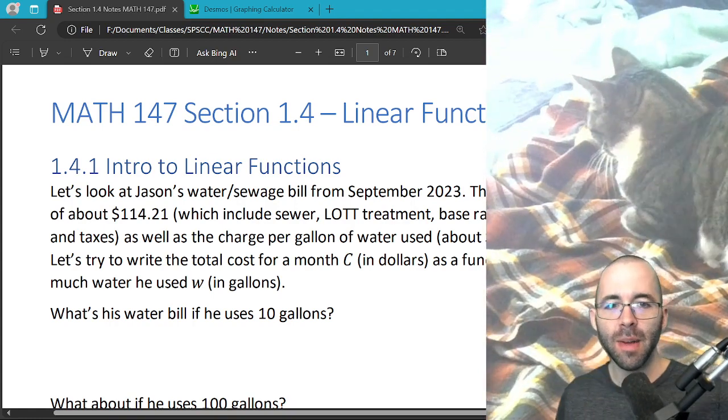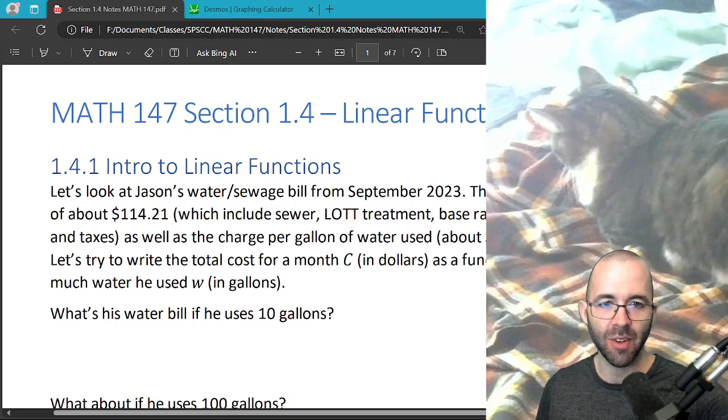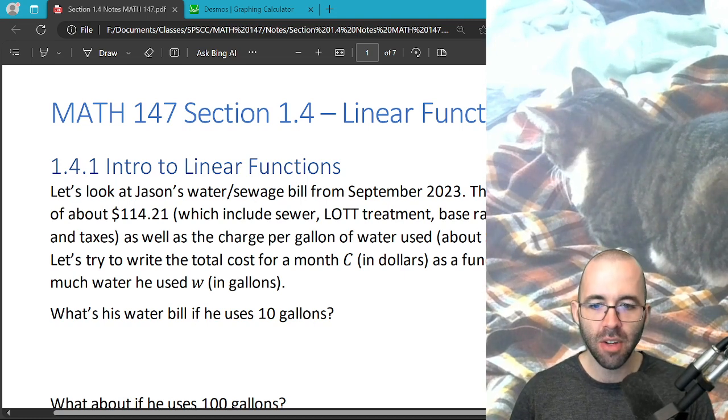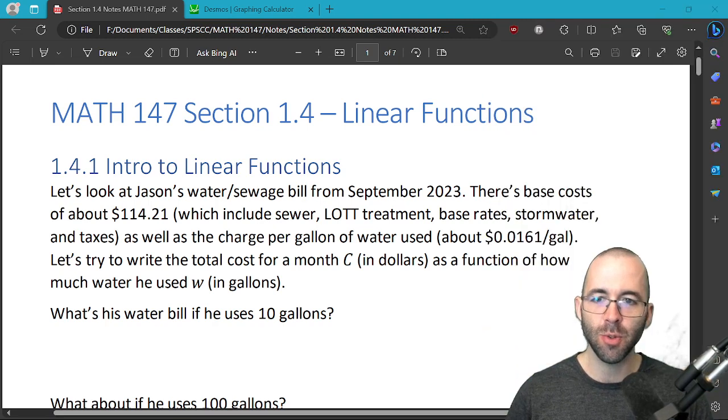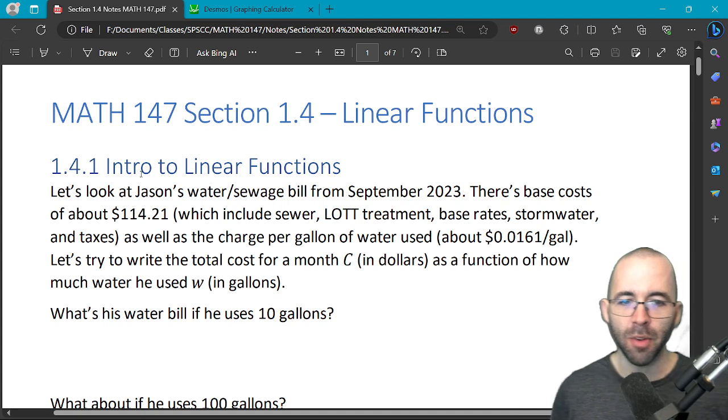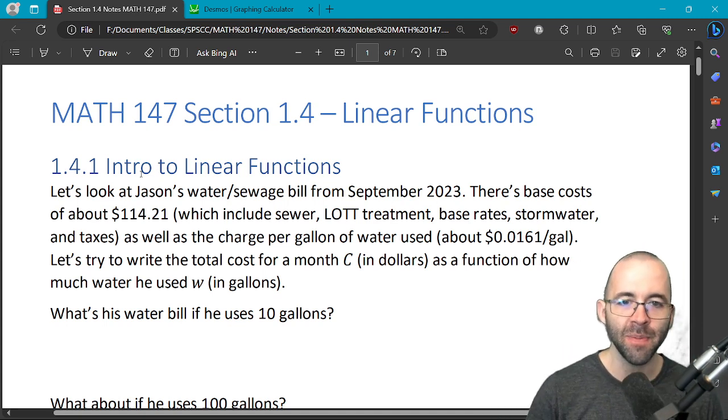Anyway, we're going to talk about linear functions today, okay? And we're going to start with a little motivating example. And this motivating example is an example from yours truly. Okay, so let's look at my water and sewage bill from September of 2023.